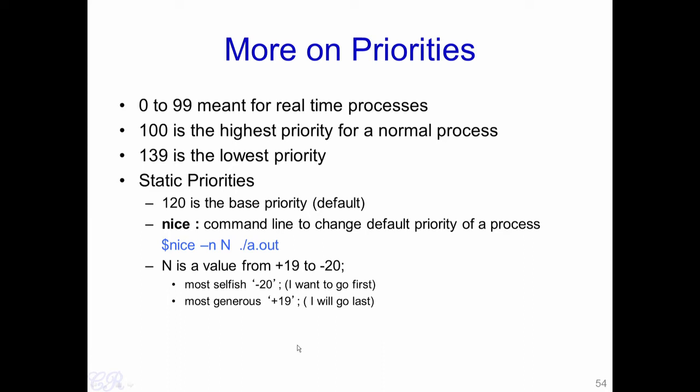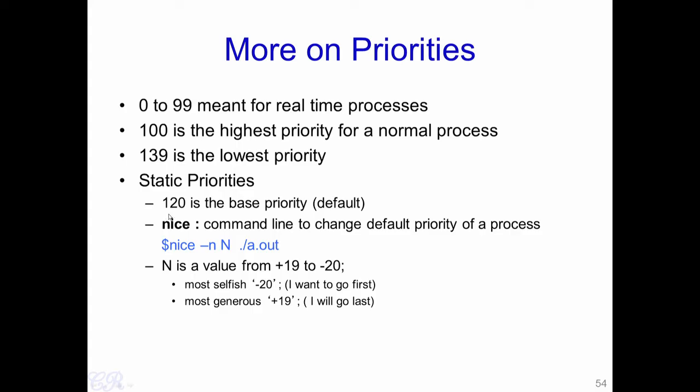Now, let us look more at the priorities of the O(1) scheduler. We had seen that priority 0 to 99 are meant for real time tasks, while priority 100 is the highest priority that can be given to a normal process, while priority 139 is the lowest priority that a normal process could have. That is, a normal process could have anything from a priority of 100 to a priority of 139. The priority 120 is known as the base priority and taken by default. So, whenever you start a program, for example, an a.out program, it is given the priority 120.